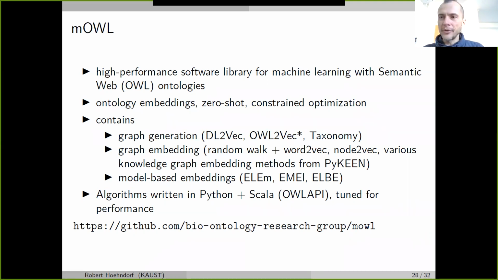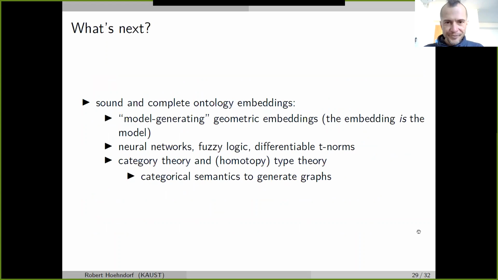If you are interested in these algorithms, it's not yet fully documented, so it doesn't have release 1 or something like this, but it has a lot of the algorithms. There is pretty good documentation for some of them, while others still lack documentation. This is something that still has to be added. But if you're interested, feel free to use it and give us some feedback or implement your own algorithms using MOWL. There are a lot of helper functions for this.